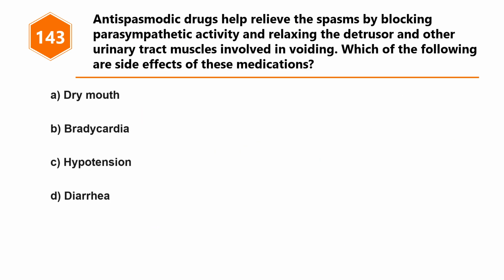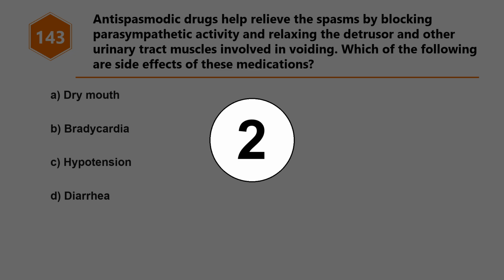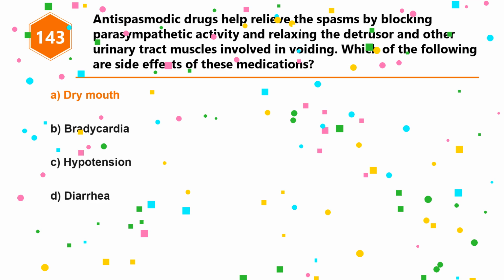Question 143. Antispasmodic drugs help relieve the spasms by blocking parasympathetic activity and relaxing the detrusor and other urinary tract muscles involved in voiding. Which of the following are side effects of these medications? Option A, dry mouth. Option B, bradycardia. Option C, hypotension. Option D, diarrhea. The correct answer is option A, dry mouth.